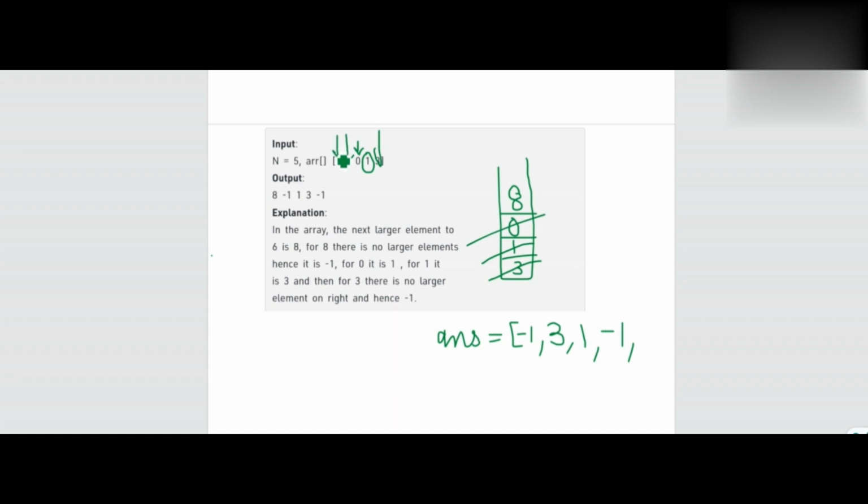Now check for 6. 6 is less than 8. So we have to insert the topmost element into our answer and then push 6 to the stack, and then reverse this answer array.